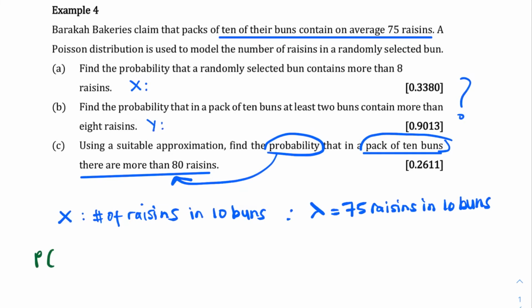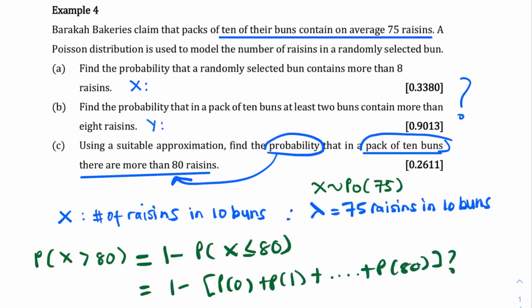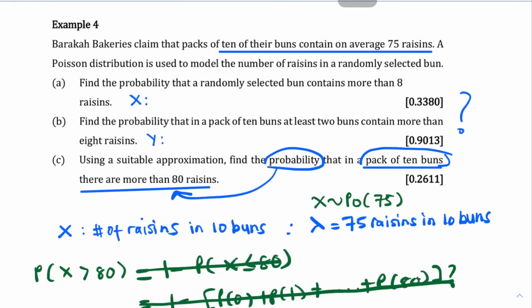And then the probability for X more than 80, that's what they're asking. Now, can you use your formula? You can. It will be 1 minus, because X is a Poisson with lambda 75, so for greater than you have to use the complement rule, P(X ≤ 80). Now my question, is it practical for you to calculate one by one starting from P0, plus P1, plus up until plus P80?